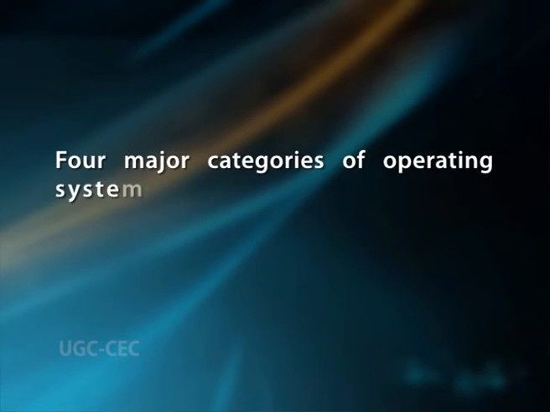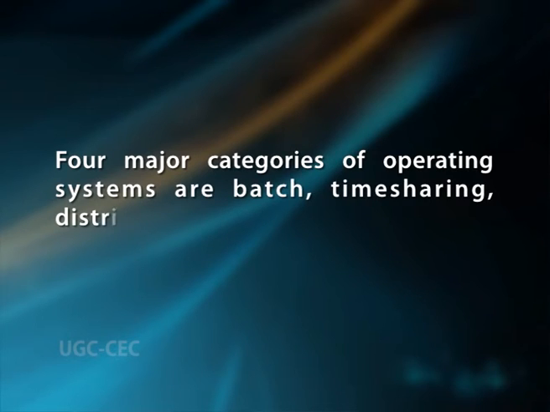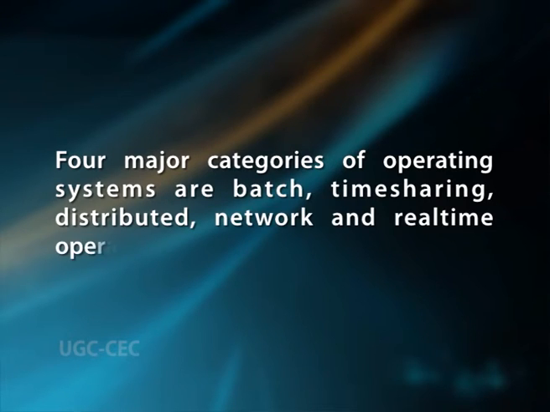It can perform a single operation and also multiple operations at a time. So, there are many types of operating systems. Those are organized by their working techniques. Four major categories of operating systems are batch, time sharing, distributed, network and real-time operating systems.